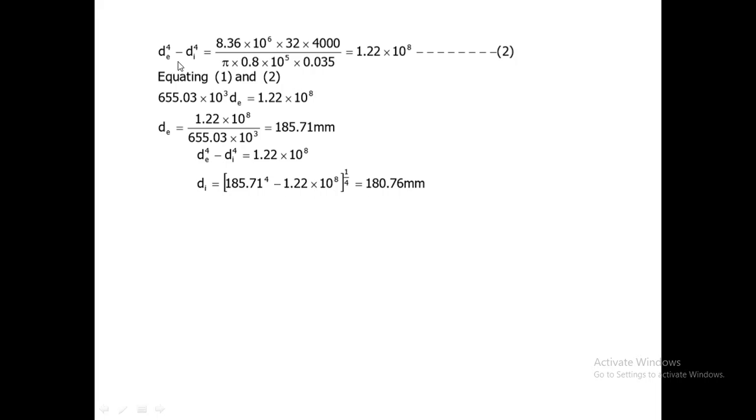If we take equations 1 and 2, we get the value of the external diameter first. When you calculate it, we get 185 millimeters. Once we know the external diameter, we go back to this equation and substitute the value of dE, and you can get the value of dI in millimeters.